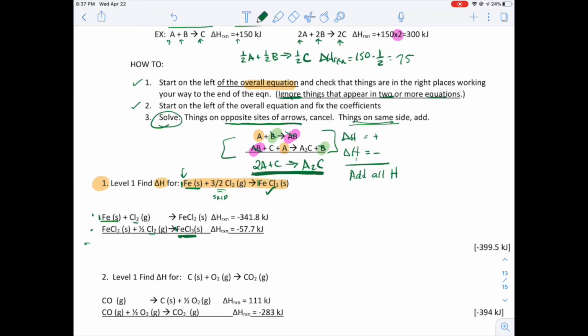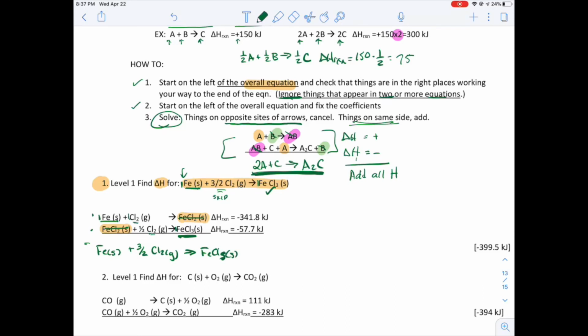So again, I'm going to add and cancel. Notice that I have this on this side and this on this side. So those two cancel. So I have iron solid plus, now what's 1 chlorine plus 1/2 chlorine? Well, you could say 1 1/2 if you wanted. In chemistry, we would probably say 3/2. Chlorine goes to FeCl3 solid.